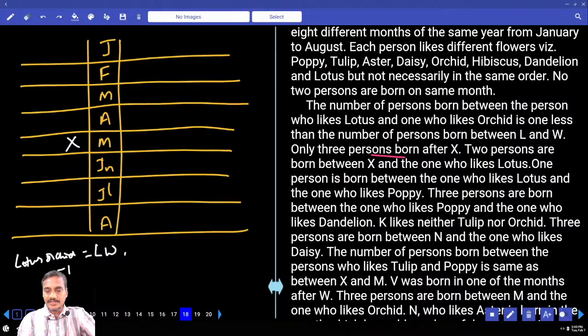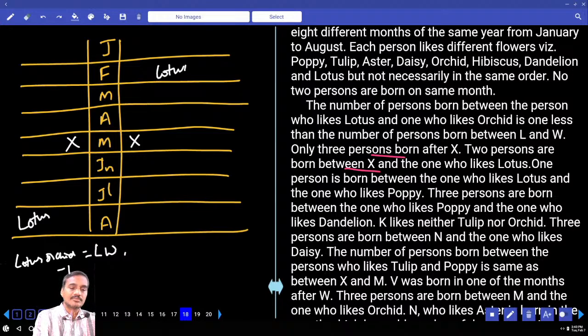Then, 2 persons born between X and the one who likes lotus. Now between X and the one who likes lotus, how many persons are there? There must be exactly 2 persons. And the one who likes lotus can be born in the month of August, or if X is here, lotus can be born in the month of February.